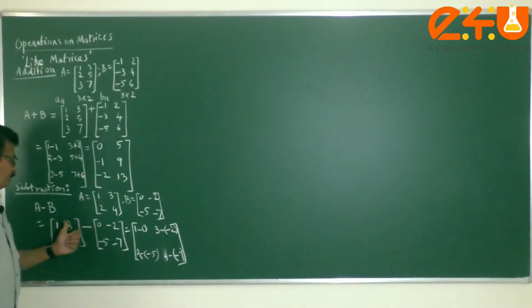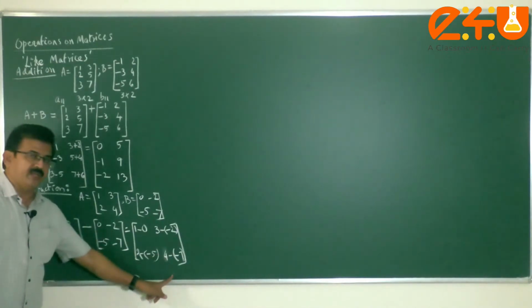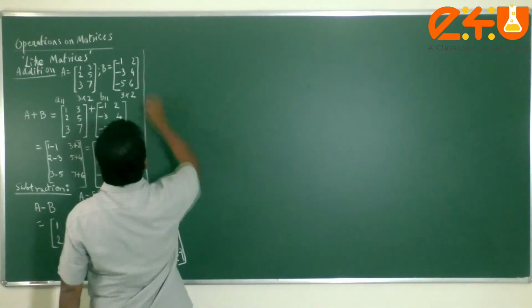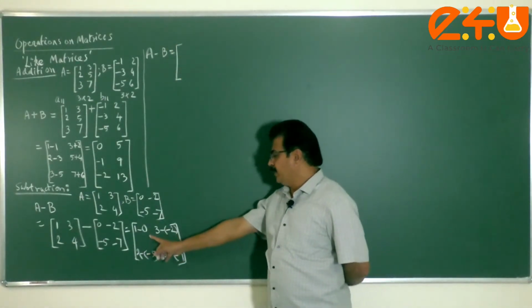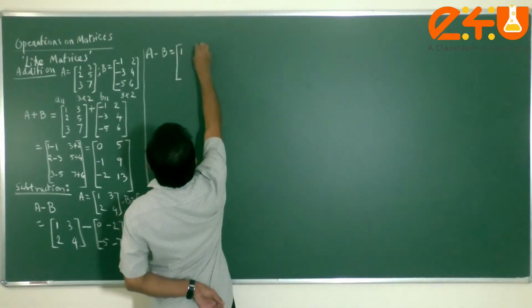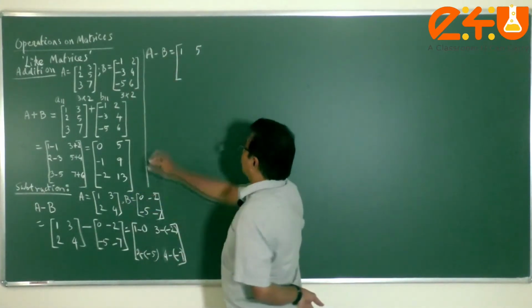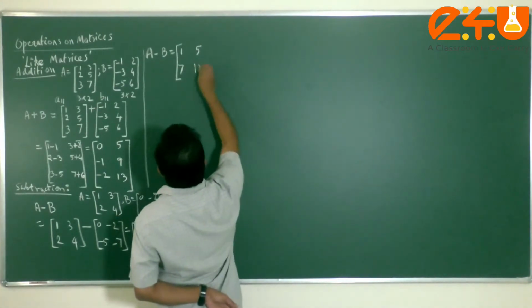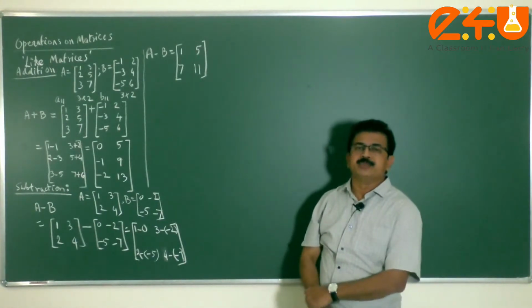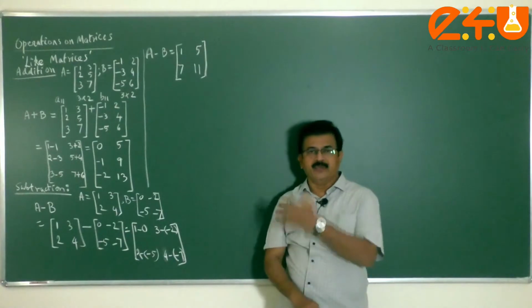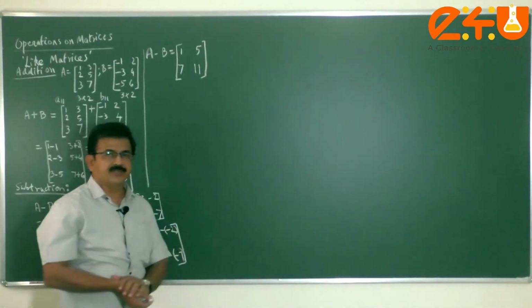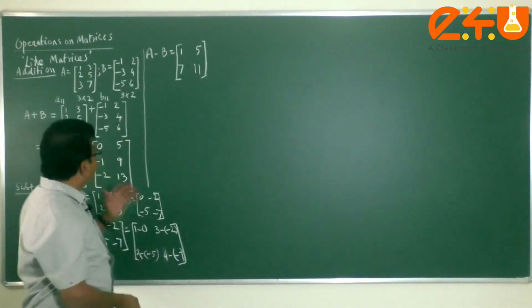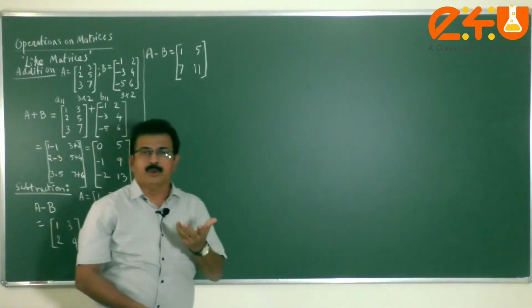So you get 1 minus 0, 3 minus of minus 2, 2 minus of minus 5, 4 minus of minus 7. So as a result of the subtraction operation A minus B, what I get is 1, 3 plus 2 gives 5. So 1, 5 filled in row 1, 2 plus 5, 7, and 4 plus 7, 11 in row number 2. So subtraction A minus B gives me 1, 5 in row 1, 7 and 11 in row 2. So you can see the addition and subtraction between a pair of matrices is quite simple. You can extend this rule to more than two matrices also.